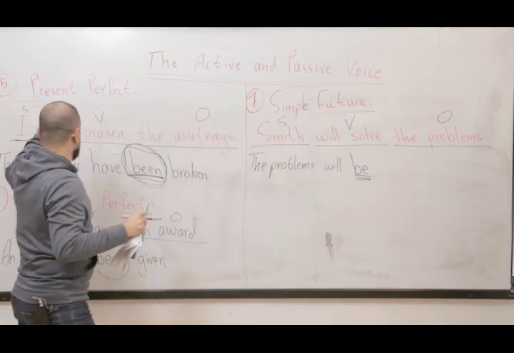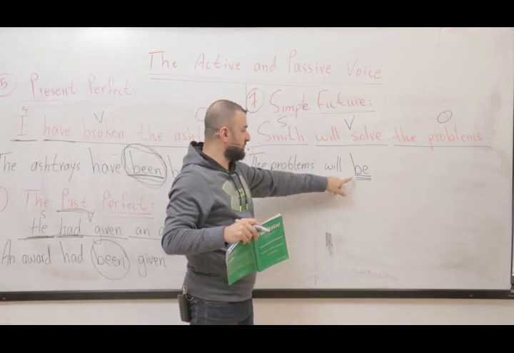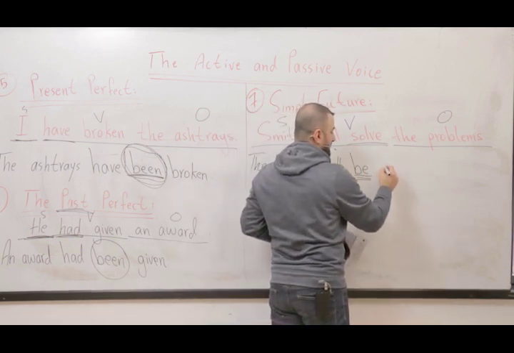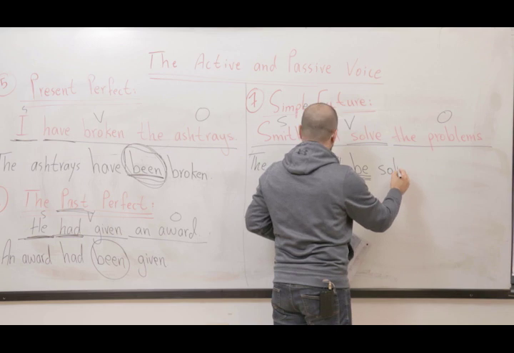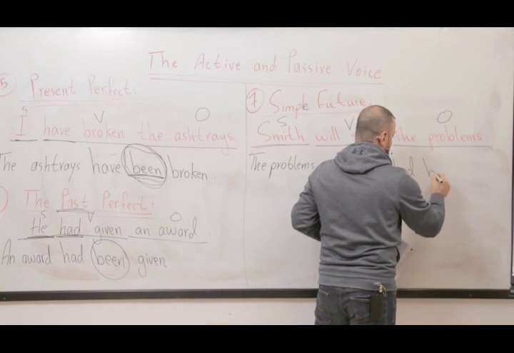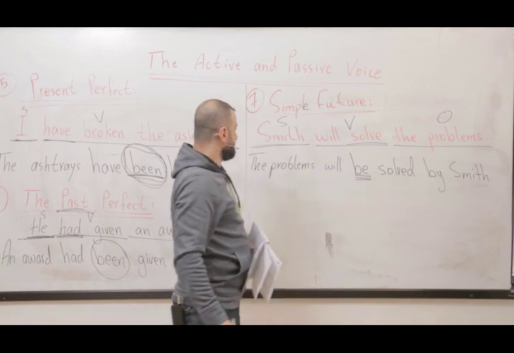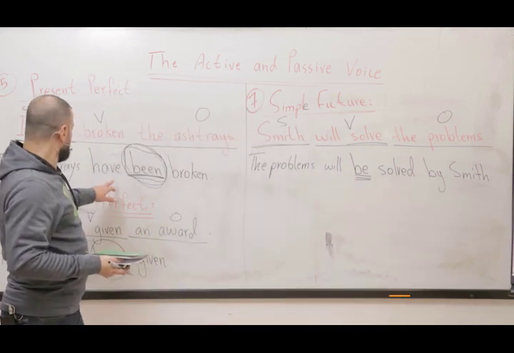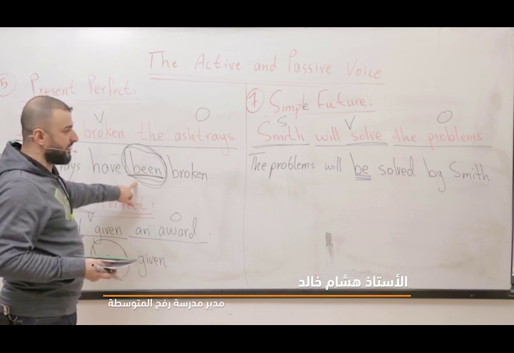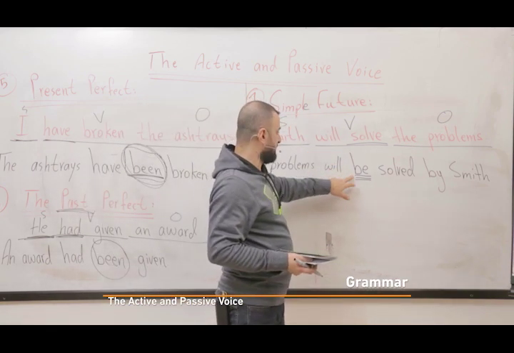In the present perfect sentences, you have to add been. In the simple future sentences, you have to add be. So the problems will be, and put here the part 3 of the verb, solved. It's necessary to put by here, by Smith. So, here, in the present perfect sentences and past perfect sentences, you have to add been. In the simple future sentences and modal, you have to add be.